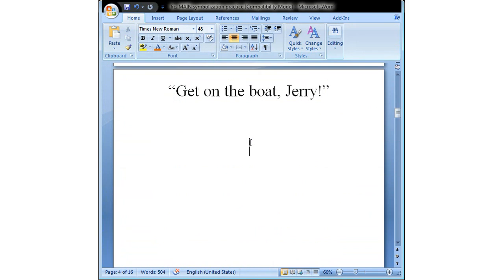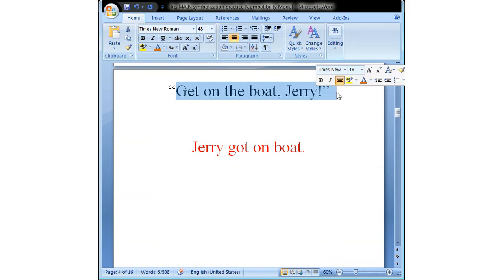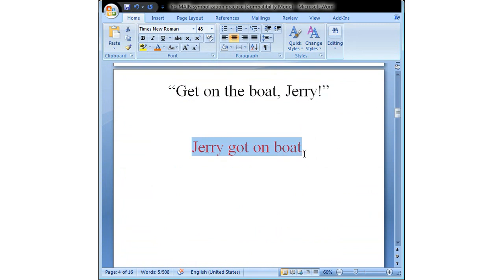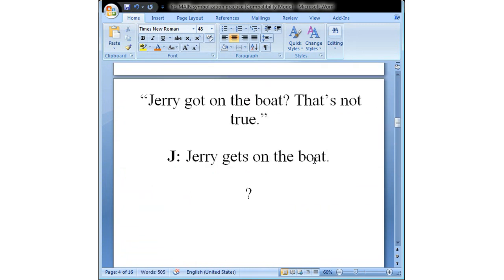That'd be true. It would be true if you say Jerry got on the boat. Let's say we find out. Jerry got on the boat. Then it turns out that can either be true or false. And if it's true, then he obeyed the command. And if it's false, then he disobeyed the command. But this in and of itself, this part I'm selecting right now, is not true or false, right? And so that part you don't want to symbolize.